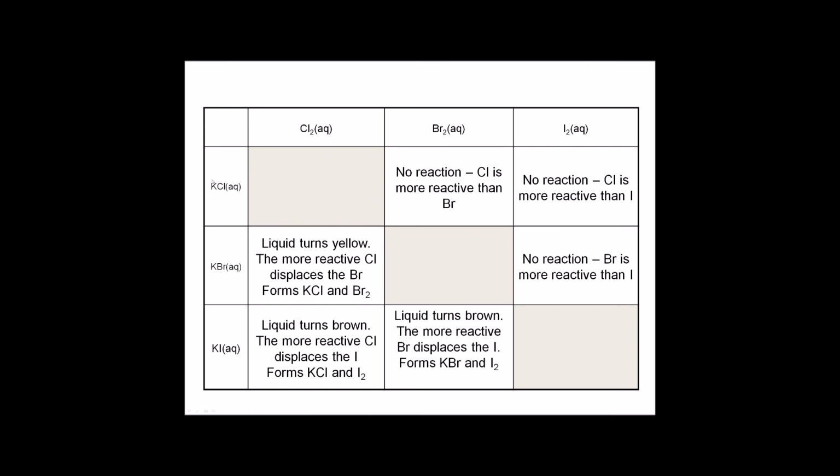However, when we've got potassium chloride, neither bromine or iodine is more reactive than it, so it cannot displace the chlorine from the potassium.